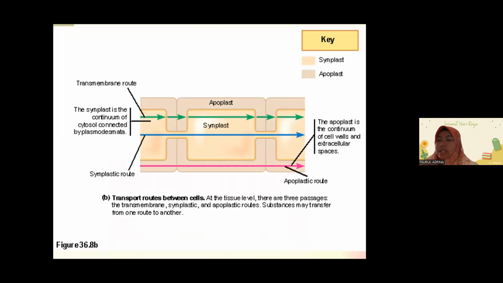Let's see this one. So this is transmembrane route. Transmembrane route is repeated crossing between plasma membrane and then cell wall. You can see repeated crossing between plasma membrane and cell wall, and so on. So that is transmembrane route.